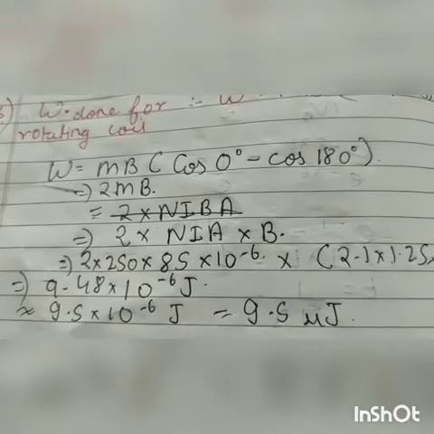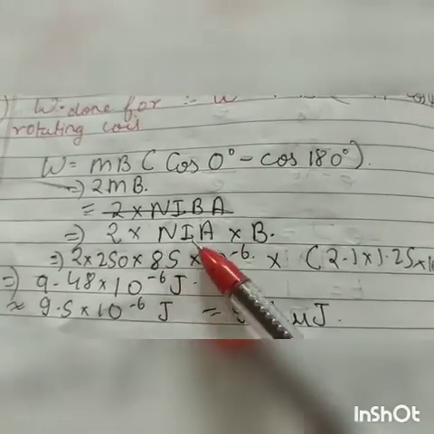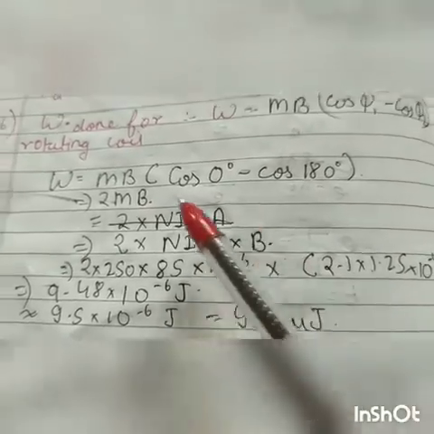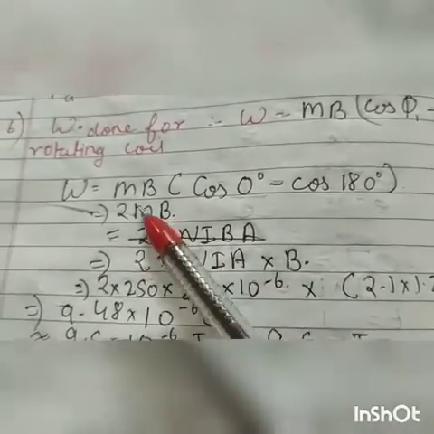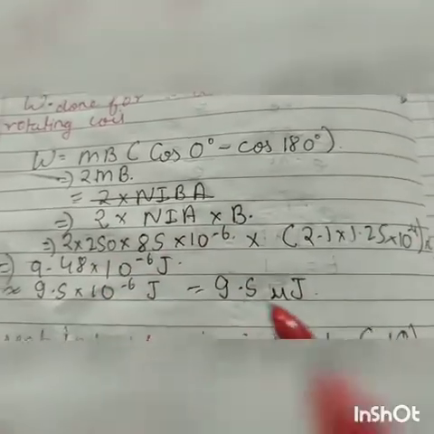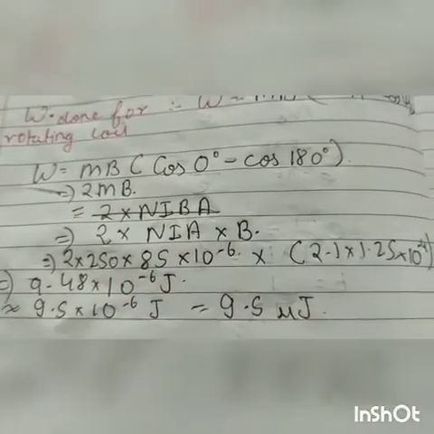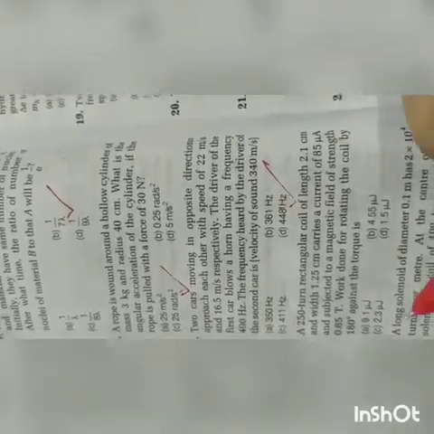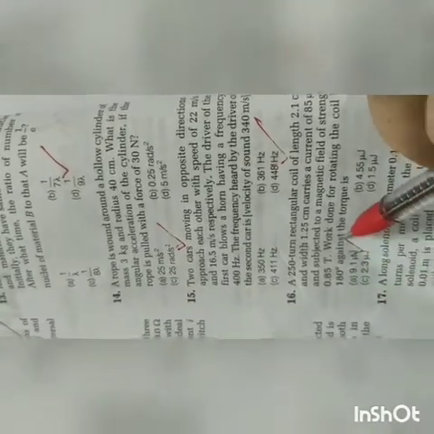So 2 into NIA into B, the value of M here and the B here. So after putting all the values, we will get the answer 9.5 μJ. So here is our correct option. I got 9.5, so it is close to 9.1. So this is the answer.